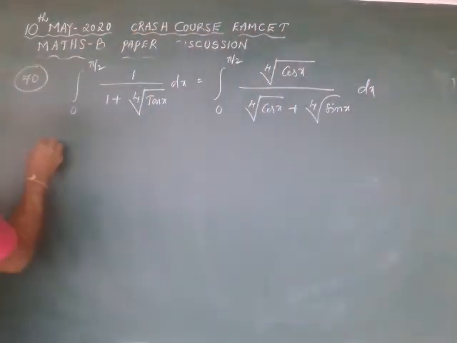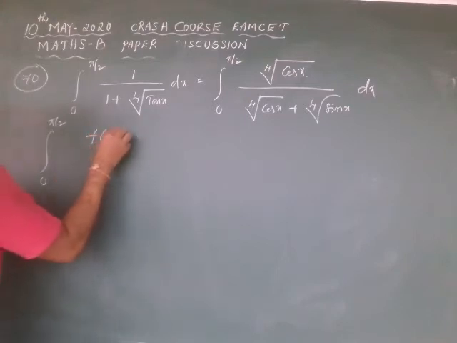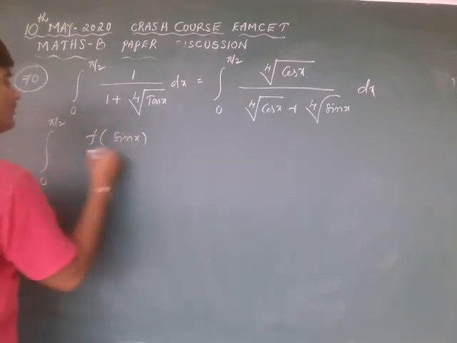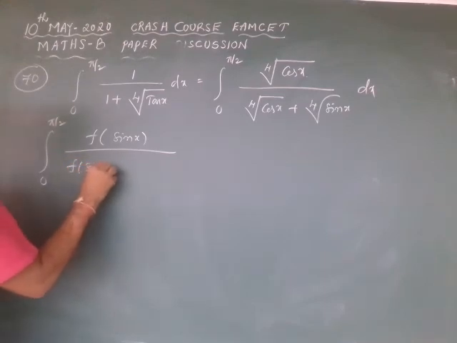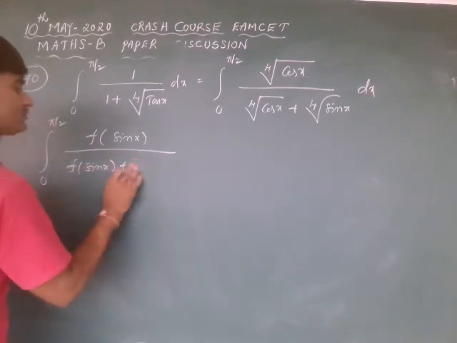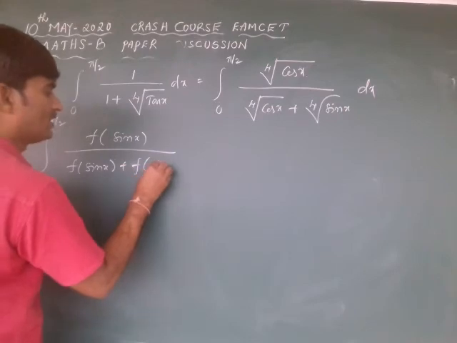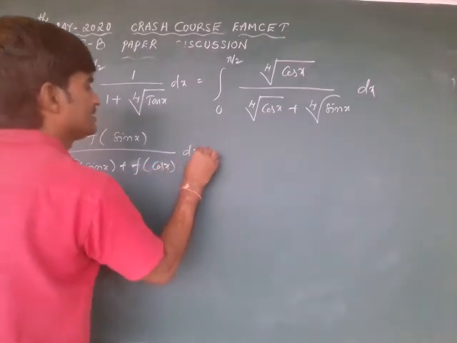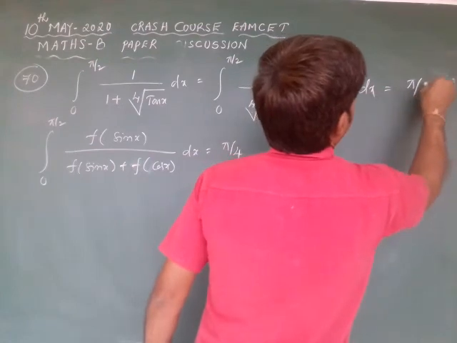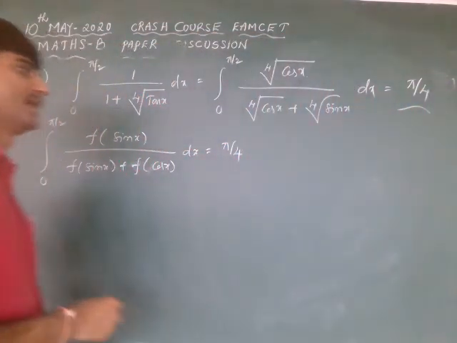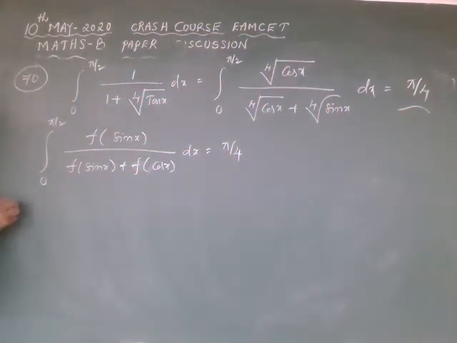Now it looks like integral 0 to pi by 2 f of sin x or f of cos x divided by f of sin x plus f of cos x, f of cos x dx is equals to pi divided by 4. Now the entire integral value is equals to pi divided by 4.